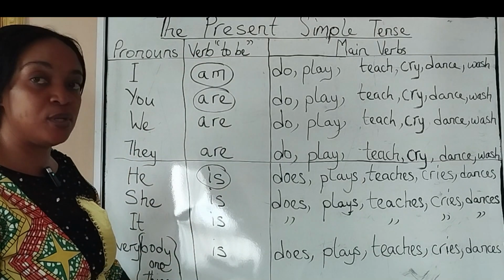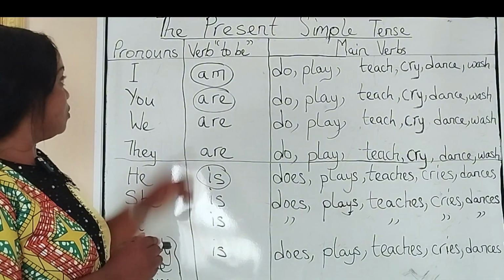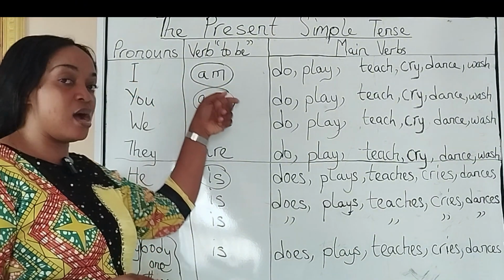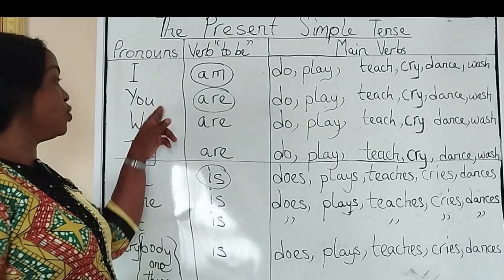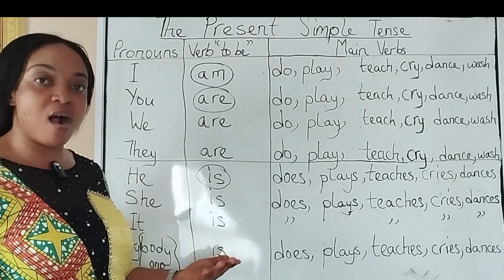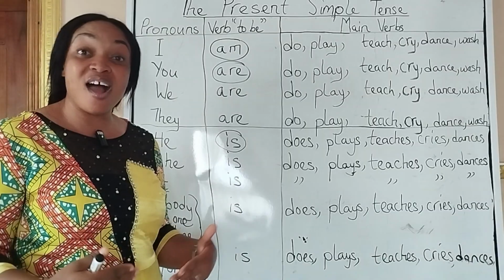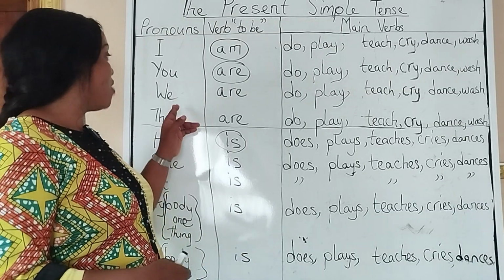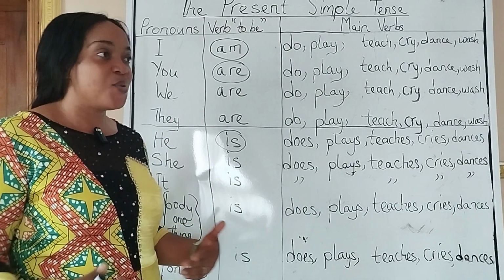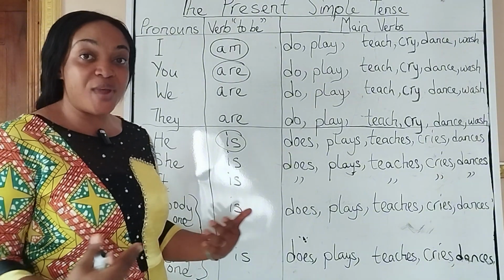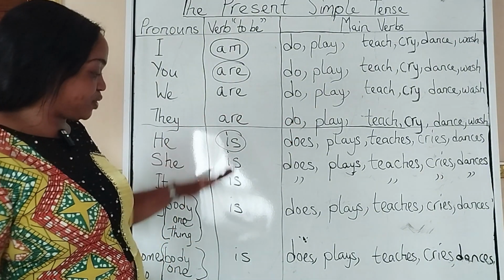I want you to take a proper look at this very column. You will see that when I say I, it becomes I am. I am a woman. I am an English teacher. Correct? You becomes are. You are my friend. You are an English teacher. You are courageous. And when we say we, we are friends. We are relatives. We are teachers. They are.